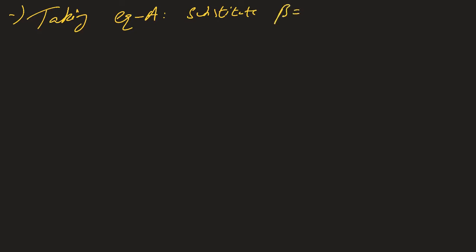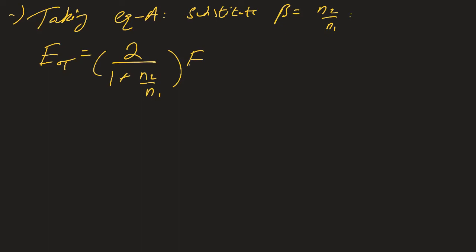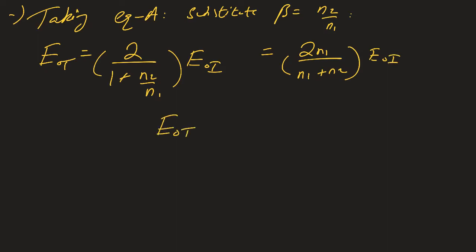So then taking equation A, substitute beta is equal to n2 over n1. And what you basically find then is that E naught transmitted is equal to 2 over 1 plus n2 over n1 times E naught I, which is equal to 2 n1 over n1 plus n2 times E naught I. So E naught t is equal to 2 n1 over n1 plus n2 times E naught I.